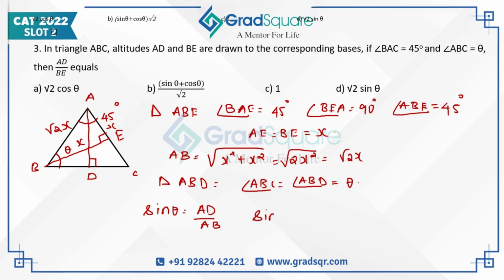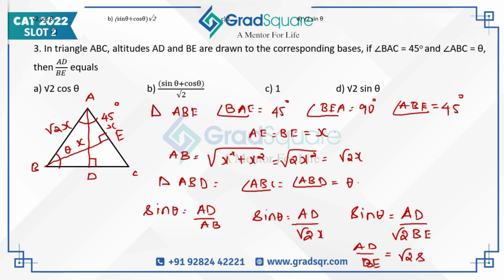Now just now we found the value of AB. AB is equal to root 2 x. Now what is taken as x? We have taken AE equal to BE as x, and we need the value of AD by BE, so I am going to put BE in the place of x. So that gives me AD by BE to be equal to root 2 sin theta, which is option D for this question.